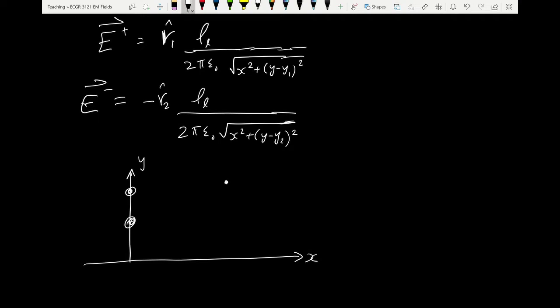So at that point, I have E plus, but that E plus is going to have two components, right? So it's going to have a component along the x-axis, right? And a component along the y-axis, and the angle here, let's call it theta 1.